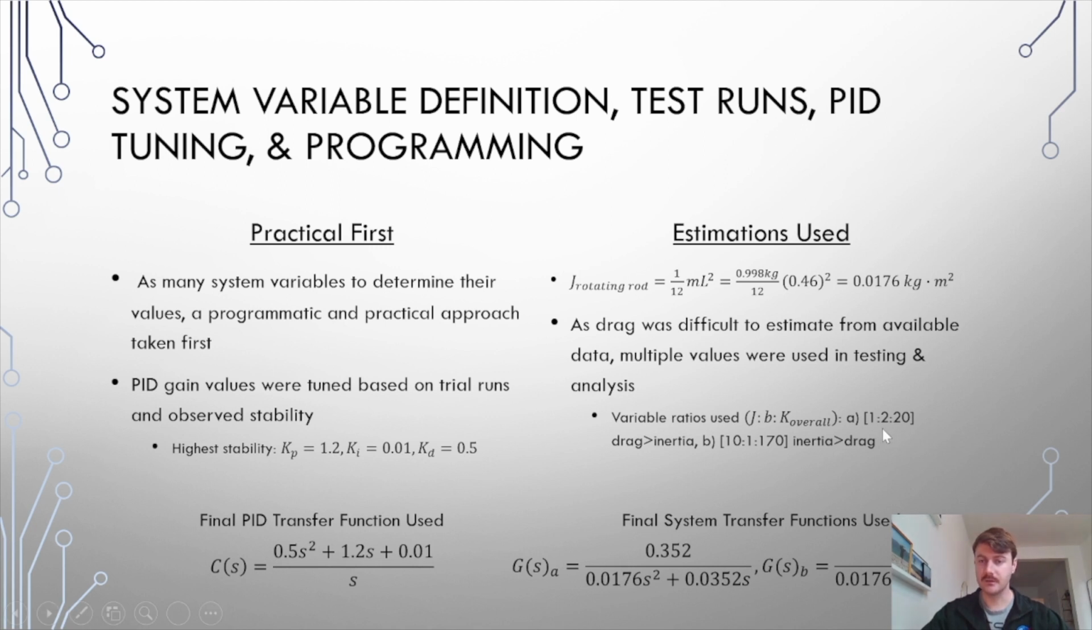So with that, I used a few different ratios of the moment of inertia to the drag to the overall system gain of these values here. So using the moment of inertia that I found, into these ratios, you have these two system transfer functions, transfer function A and transfer function B for the system.